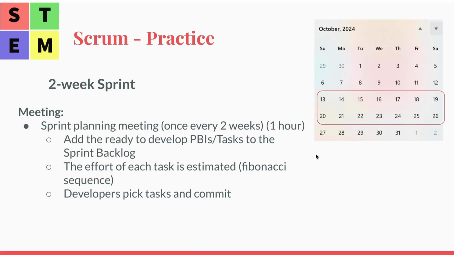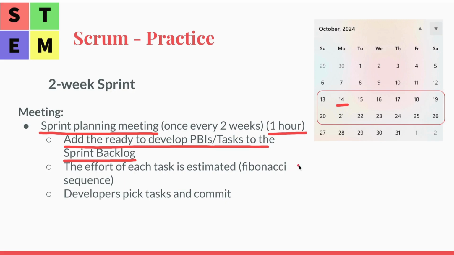And now, as a Scrum Master, when you start the sprint, you will have a sprint planning meeting with the Scrum team and the product owner. Most likely it will be on the 14th. That's an hour meeting. What the Scrum team is going to do is add the ready-to-develop PBIs or tasks to the sprint backlog.